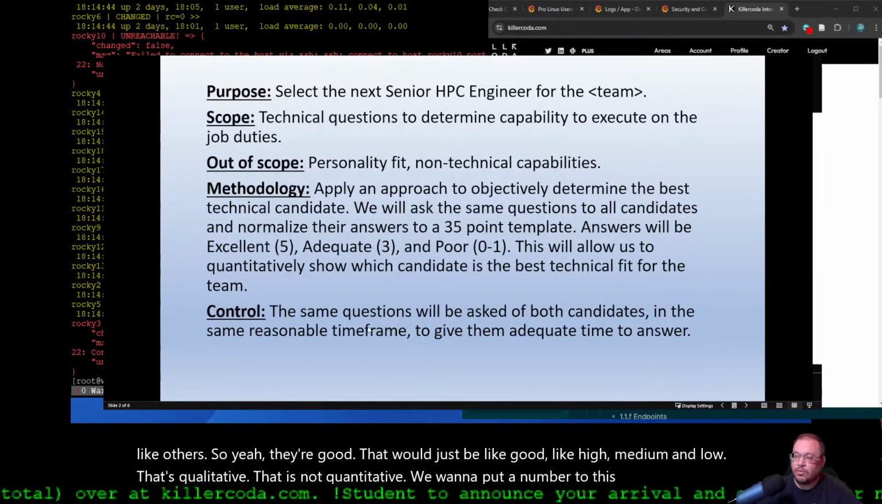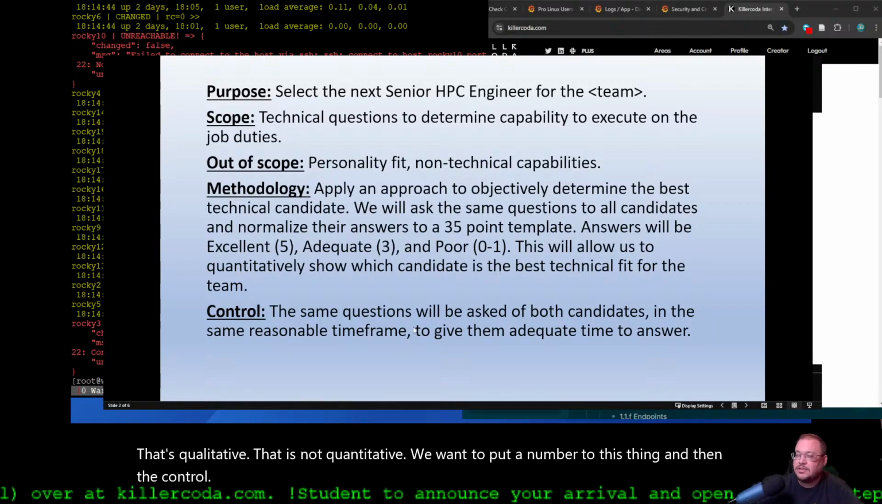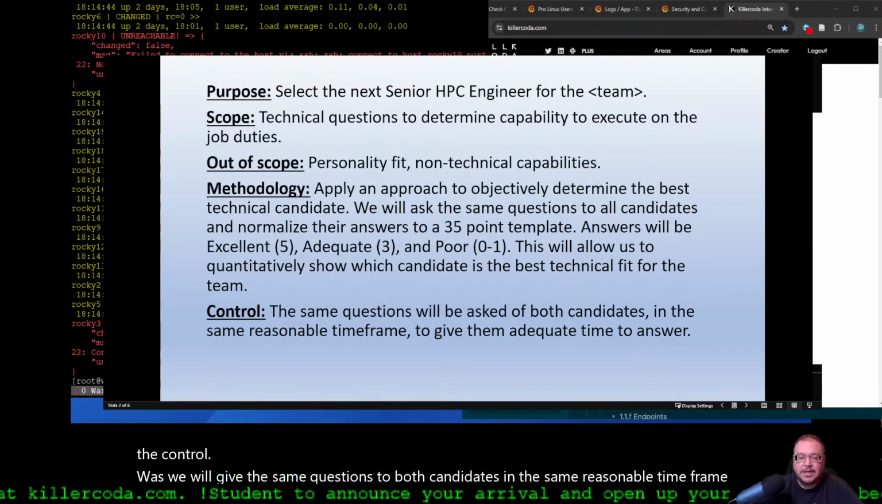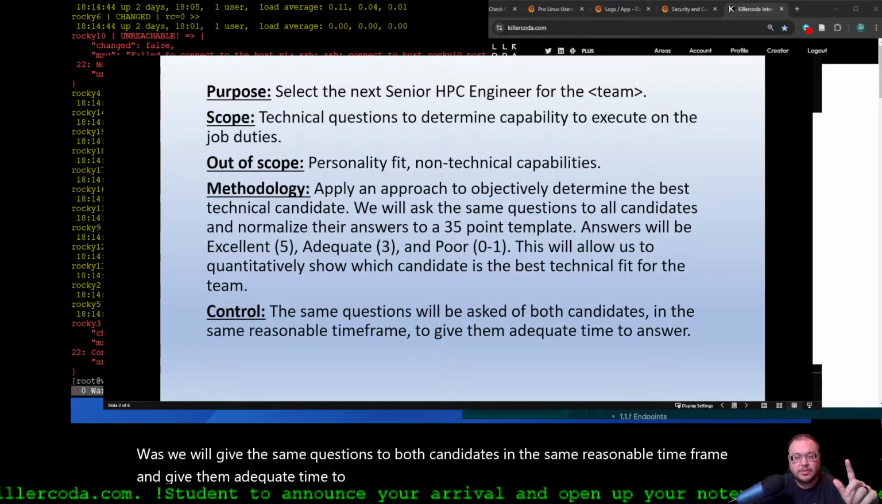And then the control was we will give the same questions to both candidates in the same reasonable time frame and give them adequate time to answer. Also, there was another control that I don't mention here.